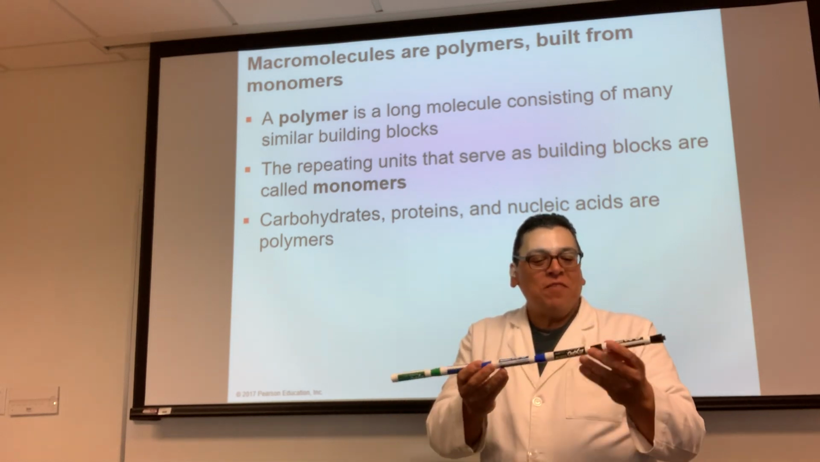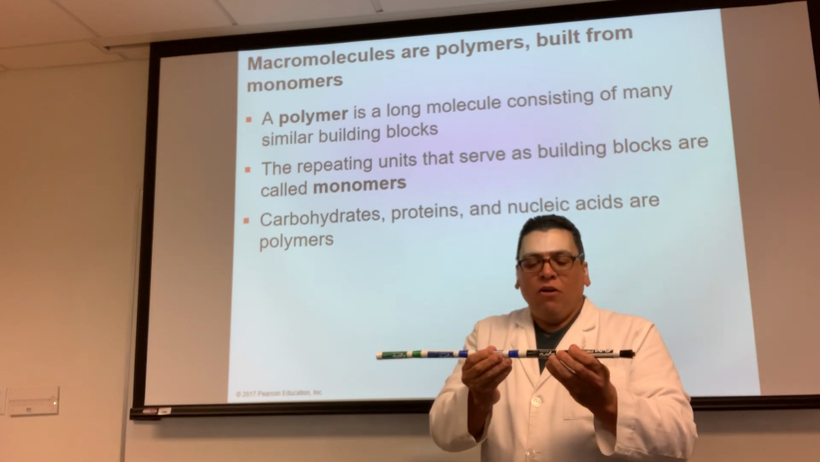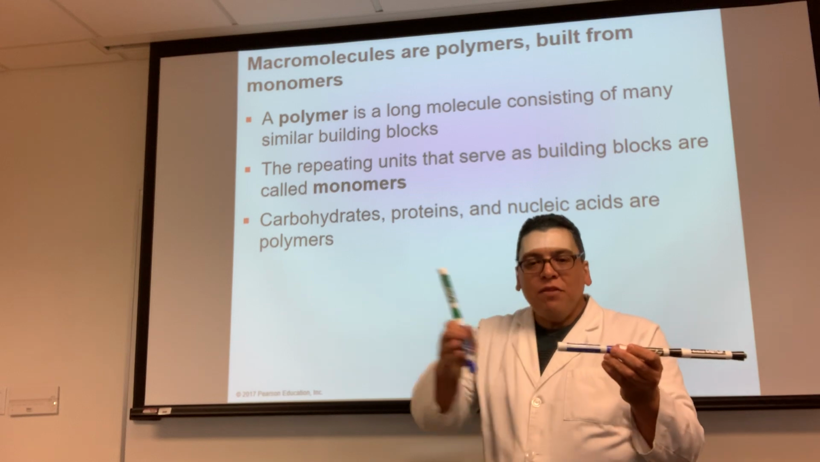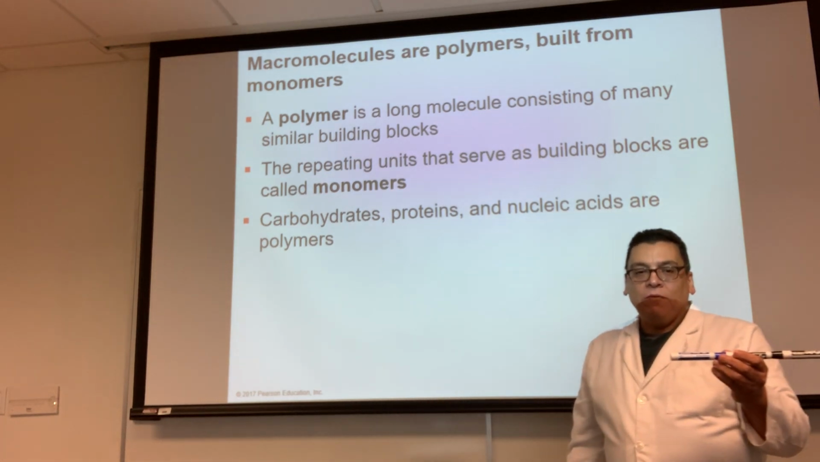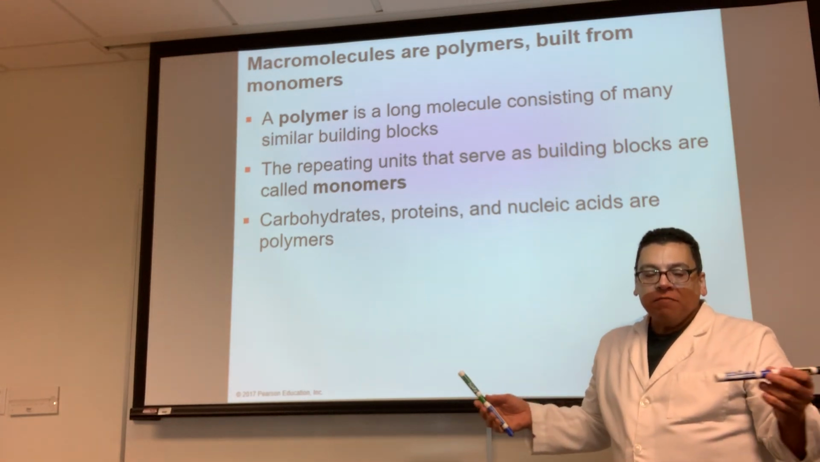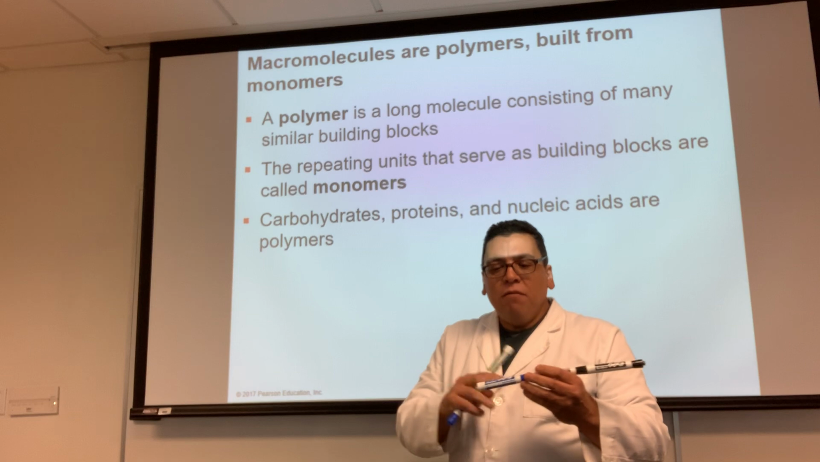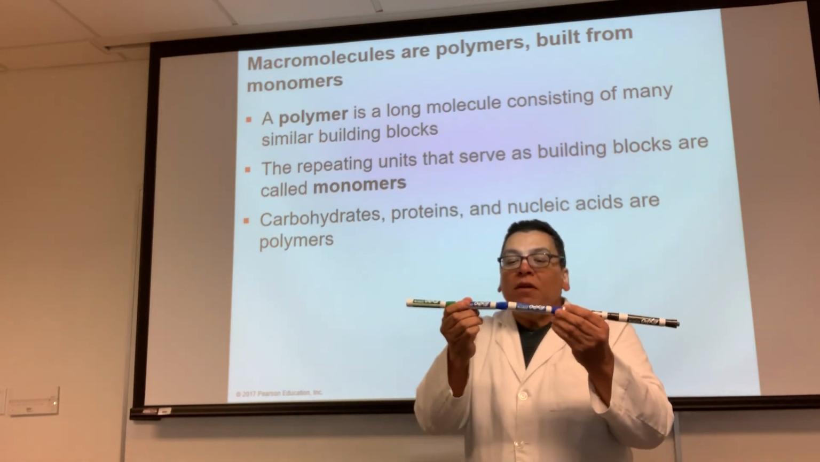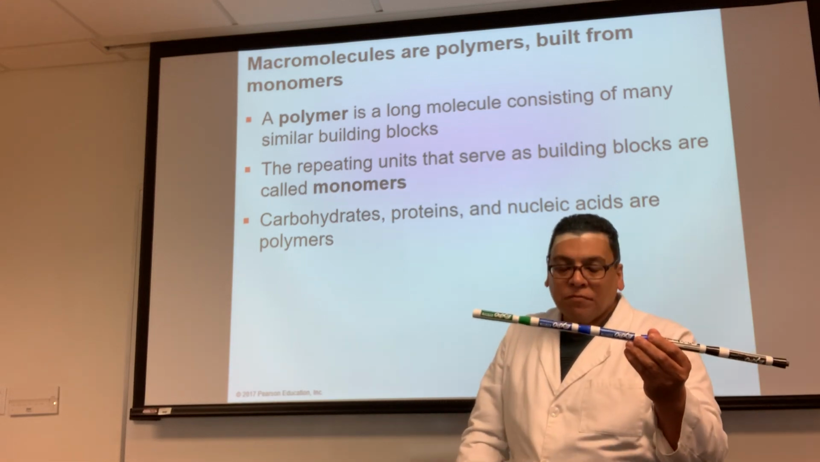Watch this. Monomer, dimer, trimer. Sounds good? For me, everything else after that is a polymer. How is that? We don't need to memorize all those things. All right, so monomer, dimer, trimer. Beyond that, it is a polymer. Polymer means many monomers attached to each other.